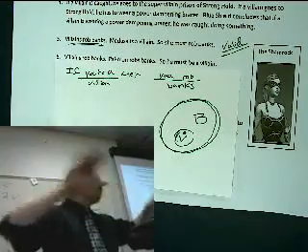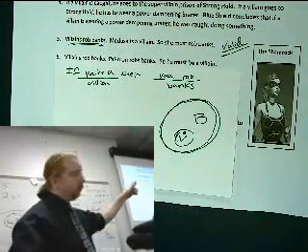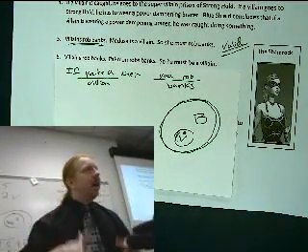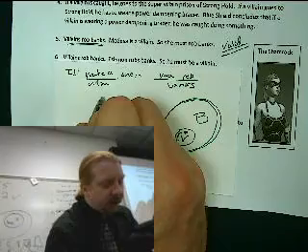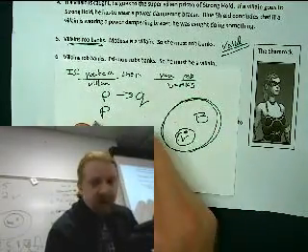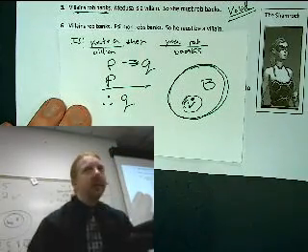Okay. That may be true. But we're not asking for true, false. We're asking, does it follow the law of detachment? Which is, if P, then Q. P is true, therefore, Q is true. And this is following that format.